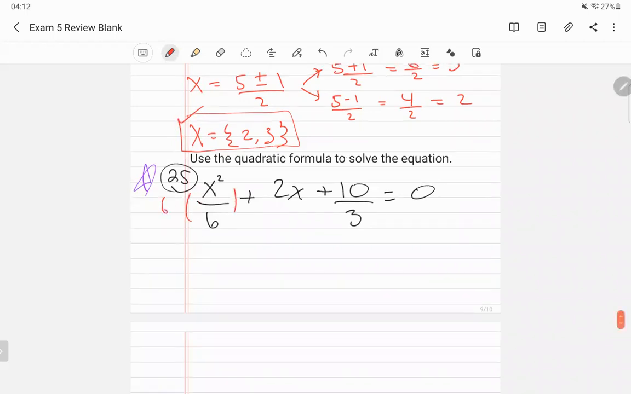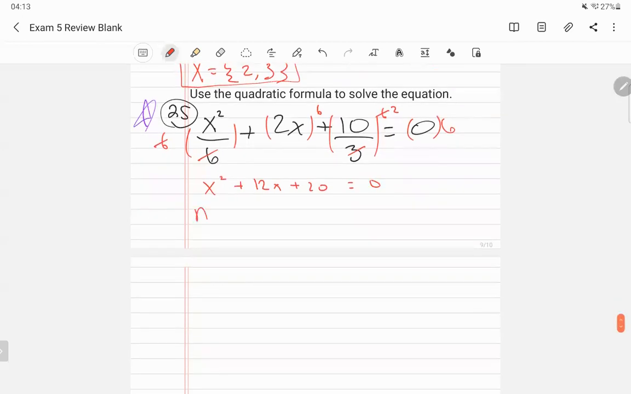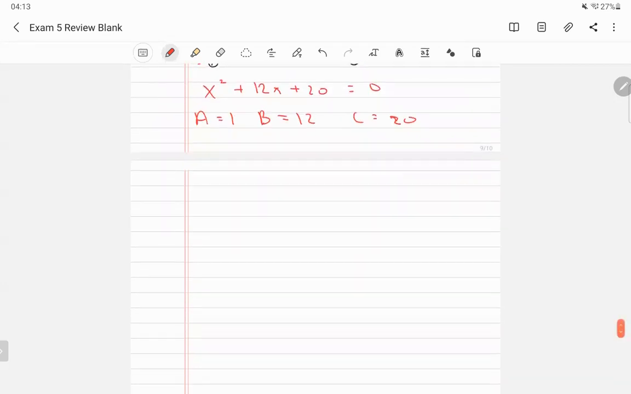Let's multiply everything by 6. Because then that gets rid of all pieces of the fraction. So we end up with the 6's canceling and we get x squared here. Then we get plus 12x and then the 3 and that goes down to a 2. So 2 times 10 is plus 20 and then 0 still. So a is equal to 1, b is equal to 12 and c is equal to 20.